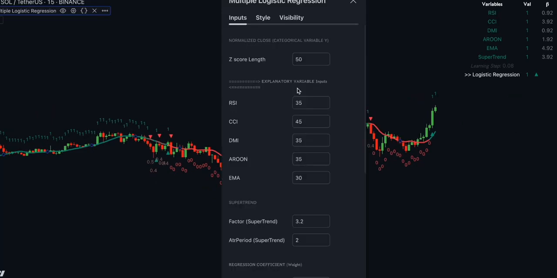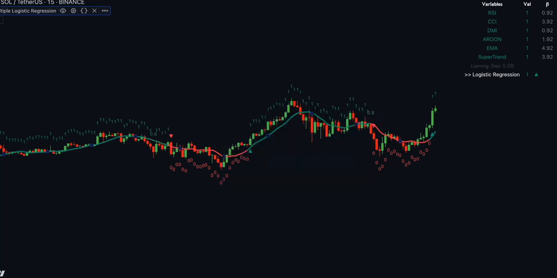To increase the indicator's accuracy, I suggest setting the z-score length to a higher number. For example, let's set it at 100. This way, signals will become less frequent but more accurate. Input variables can also be customized, but I prefer default values.